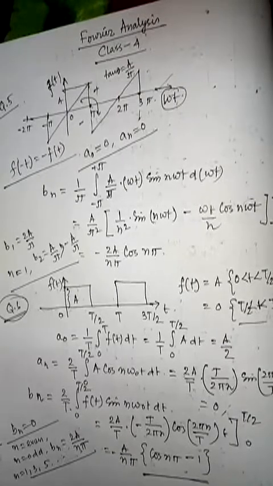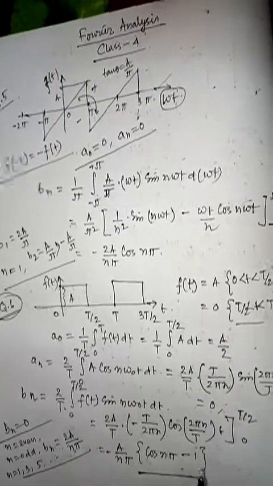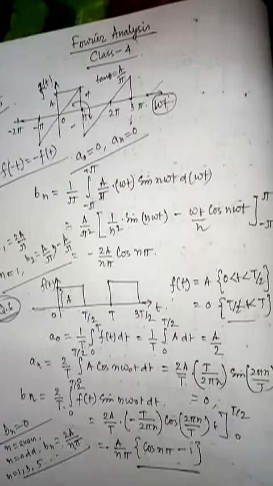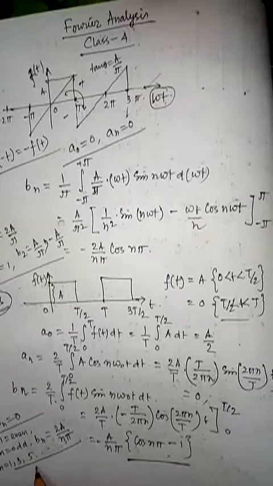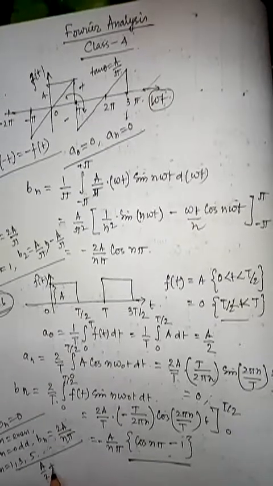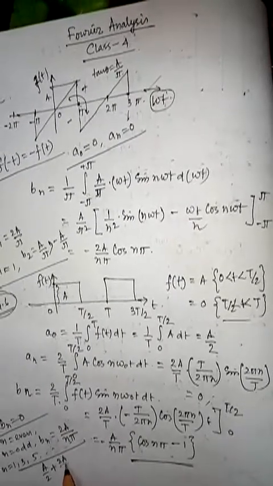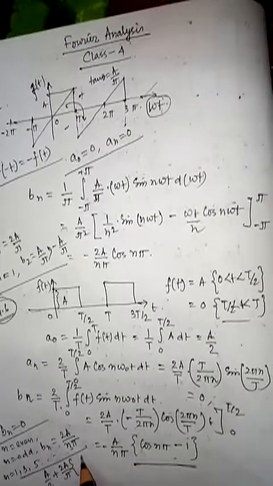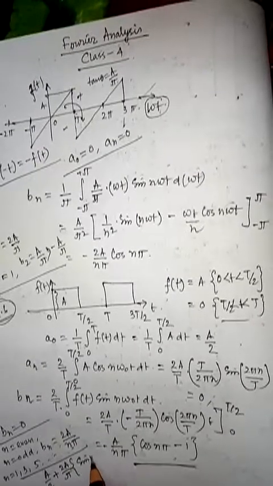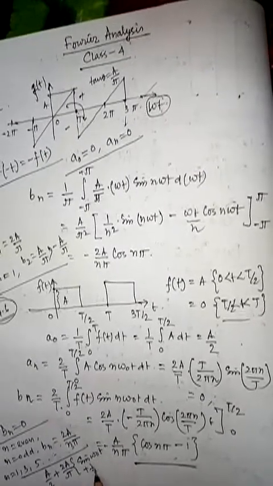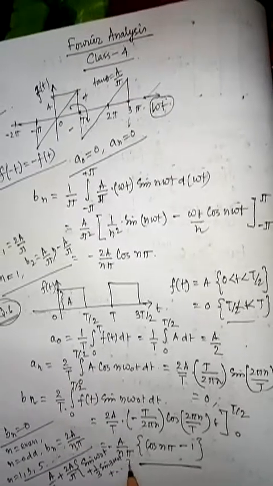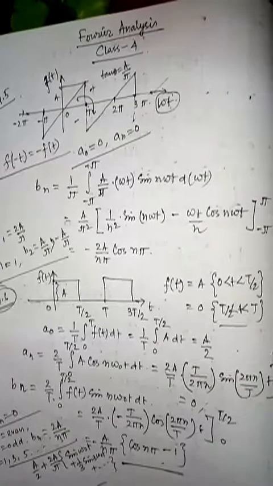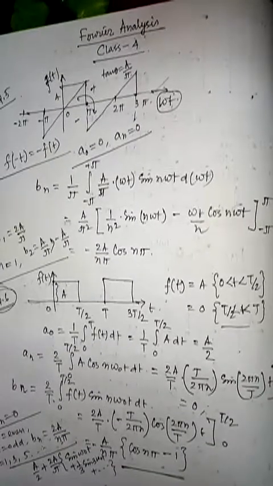So finally the entire series will look like this: A by 2 plus 2A by pi, which is common, times sine omega 0 t plus 1/3 sine 3 omega 0 t, and so on. Okay, so you have to construct the whole series in this way.